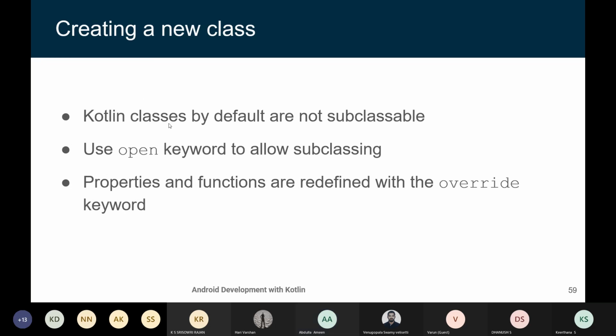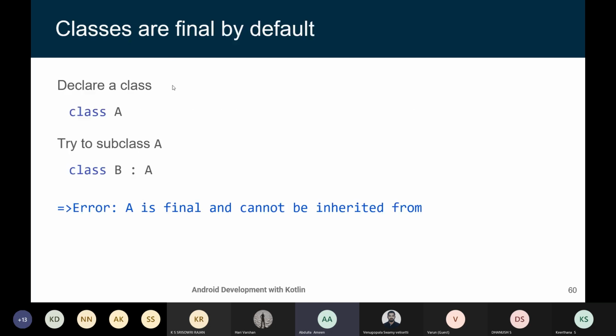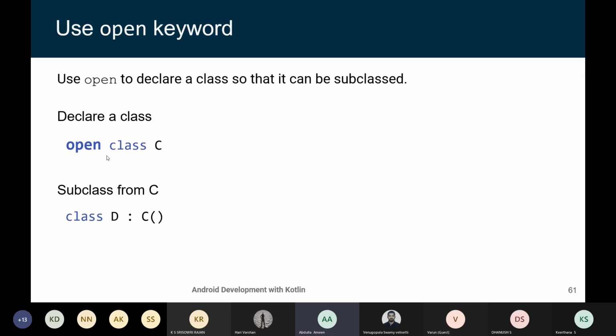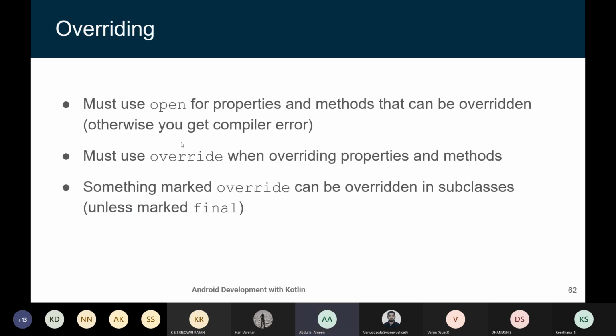In Kotlin, if you want to inherit from a class, by default, you can't do it. You will have to use the open keyword for the superclass. I'll show it here. If we declare class A and try to have a subclass by putting the colon operator and giving the name A, then it says it cannot be inherited from. But if you use the open keyword, then we can inherit from this class.